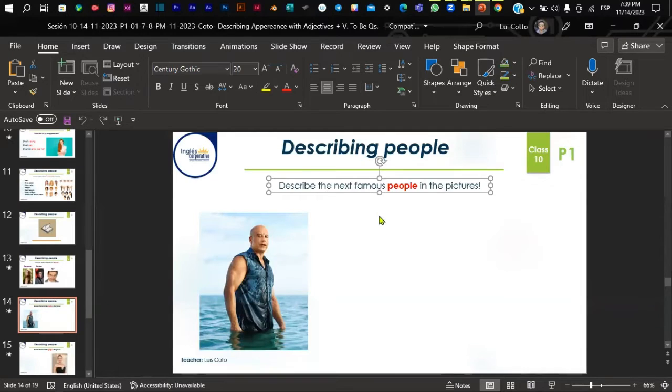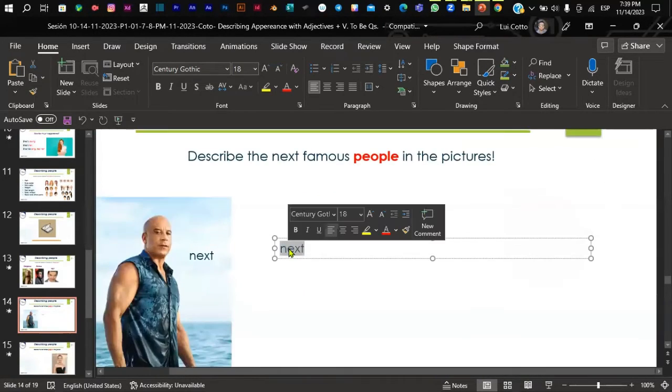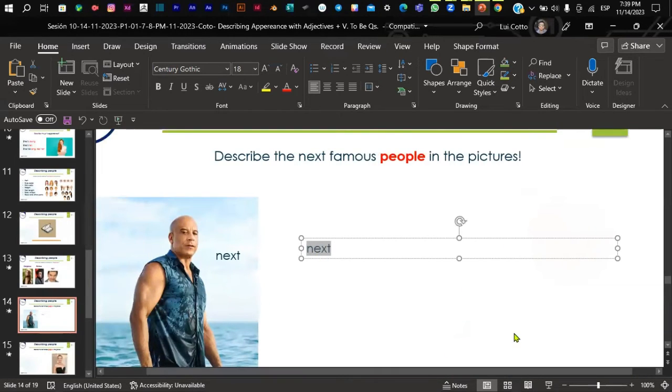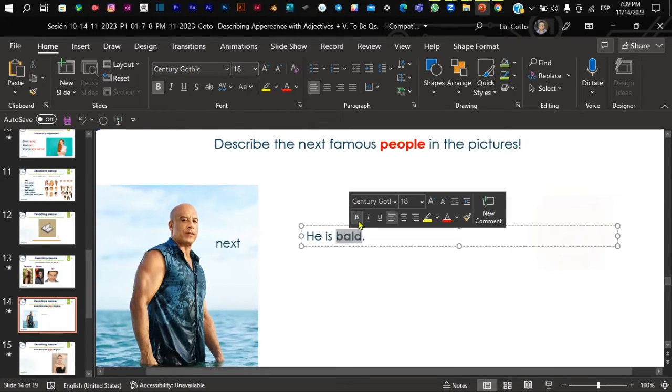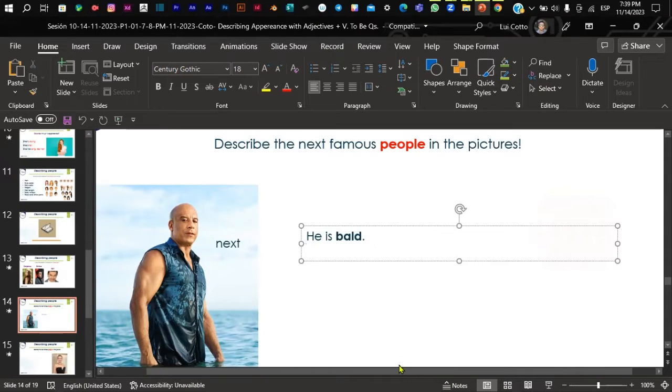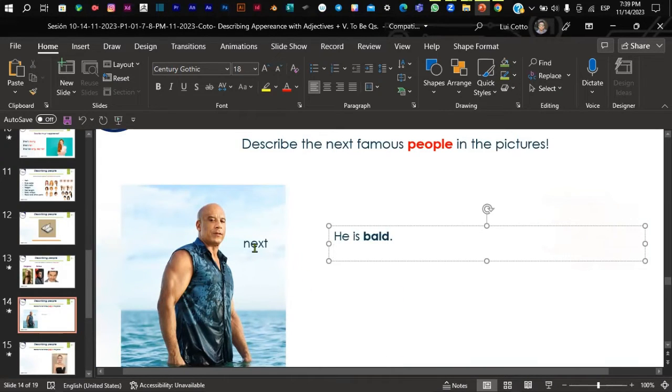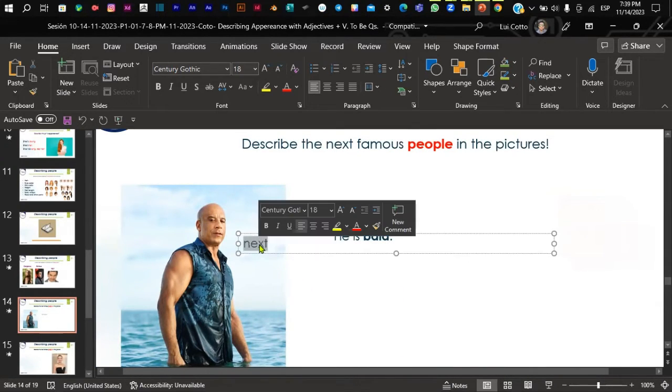But complete sentence, please. Verb and complement. Subject? He. Correct. Next. Is. Adjective. Bald. Bald. Correct. Okay. Bald is the adjective. Calvo. Correct. What else can you describe about Vin Diesel? What else?